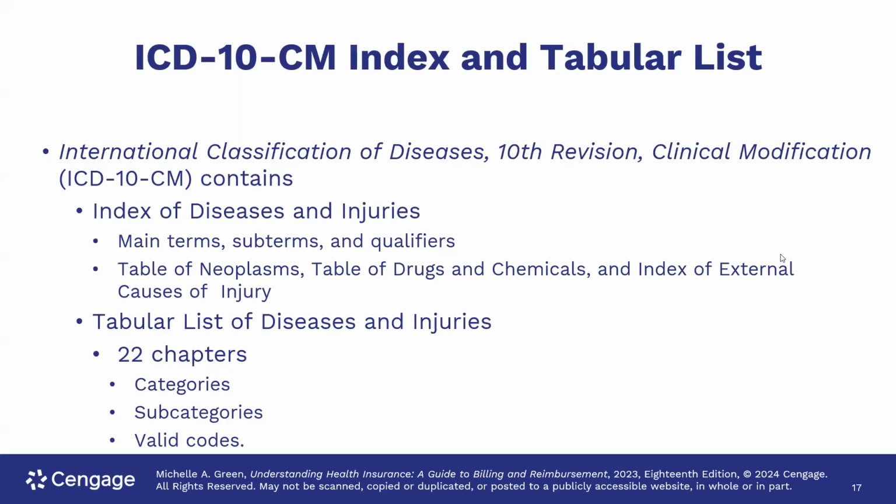Then again, we have the alphabetic index and the tabular. These are 22 chapters, and by using the main terms, the subterms, the qualifiers, and knowing the different guidelines and conventions, we can come up with valid codes for any reason for a healthcare encounter.